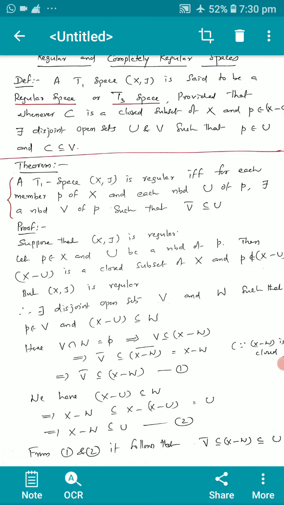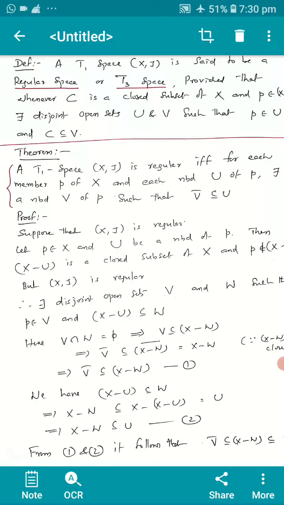The basic condition is that it must be a T1 space. A T1 space is said to be a regular space or T3 space. What is the condition? Provided that whenever C is a closed subset of X and P is an element of X minus C, that is its complement, outside it, then there exist disjoint open sets U and V such that P is in U and C is a subset of or equal to V.